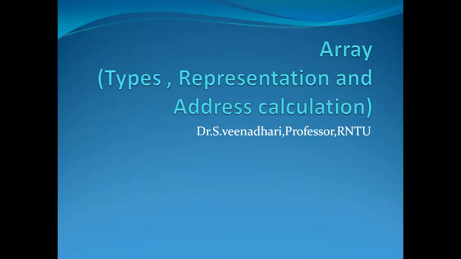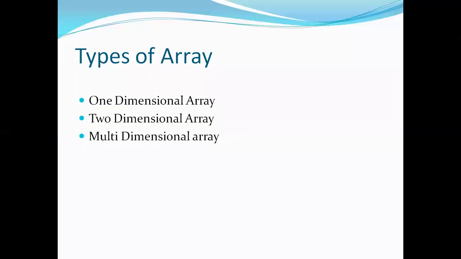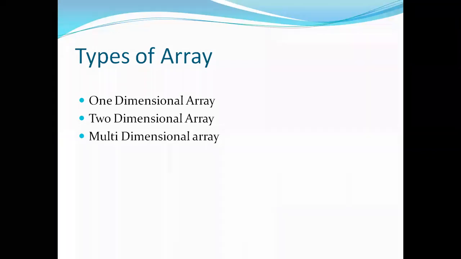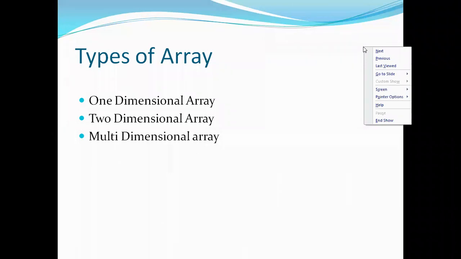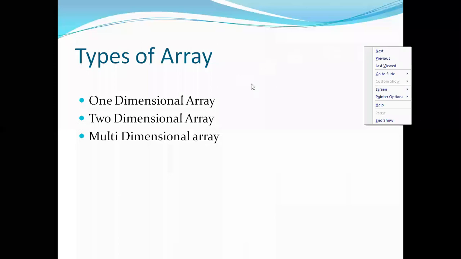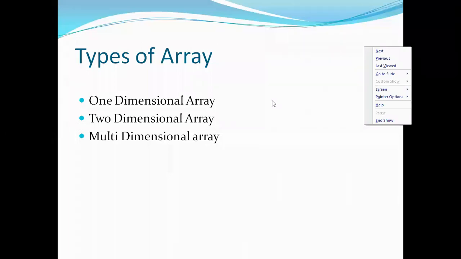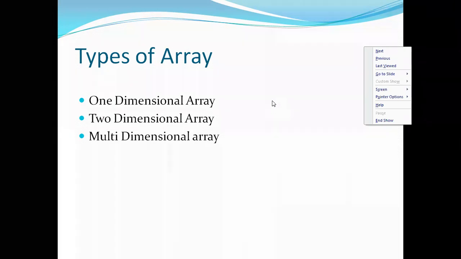Okay. So array is basically divided into three types: one dimensional array, two dimensional array, and more than two means it is a multi-dimensional array. So these are the three types of array. One by one we will discuss in this video. Mainly we are focusing on one dimensional array, also called single dimension. Now we are going to look at what a one dimensional array is.